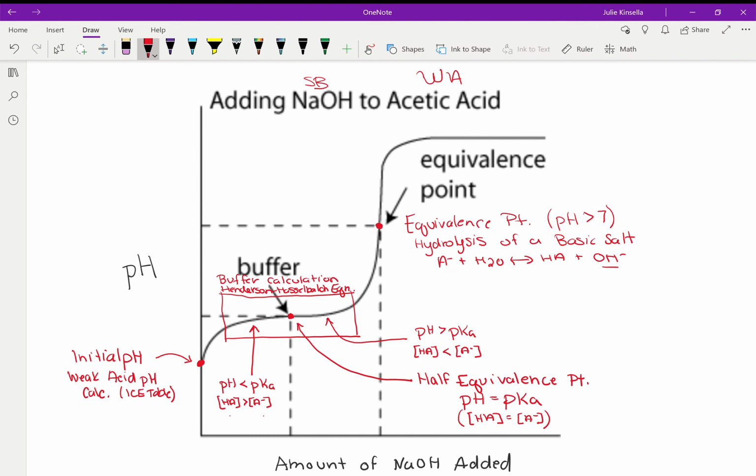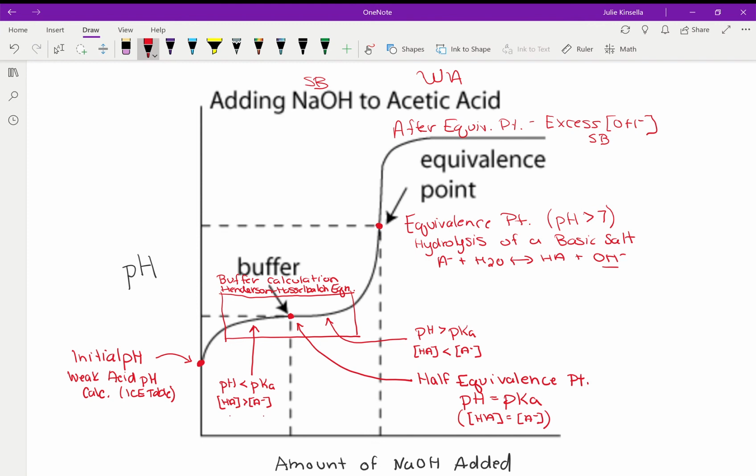Anywhere after the equivalence point, this is where we're going to simply be figuring out how much excess hydroxide there is, and then using that, this would be strong base. So we're basically figuring out how much is our excess strong base, and that concentration of hydroxide will give us our pH value.